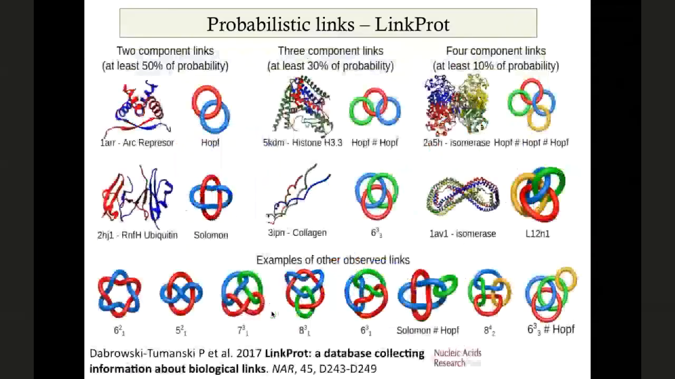And then if you take this probabilistic approach, you can see there are many proteins in the Protein Data Bank that with some probability will be linked. So with 50% chance, we have just the Hopf and Solomon link. However, if we lower the probability of closing the chain, then we can have much more complex structures.